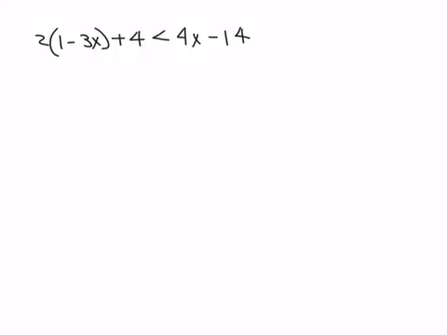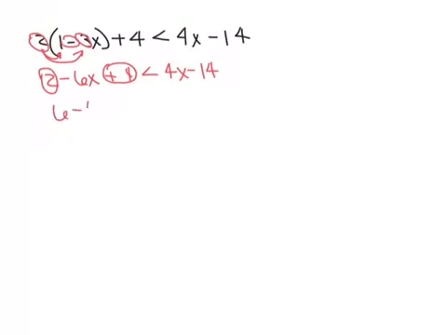All right, anyway, let's distribute. And we have 2 minus 6x. So remember, 2 times 1 is 2. 2 times 3 is 6. And we take that minus sign with us. Plus 4 is less than 4x minus 14. All right, so we have a 2 and a 4. We can add those together and get 6.